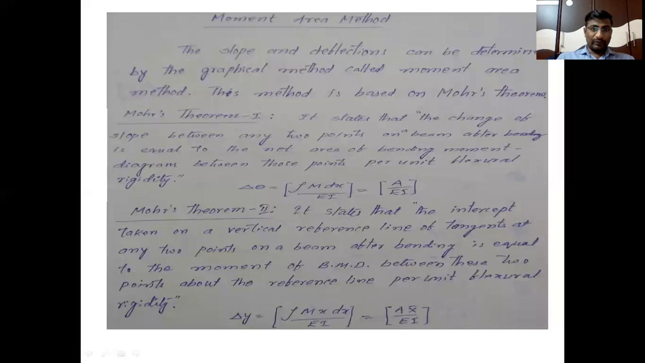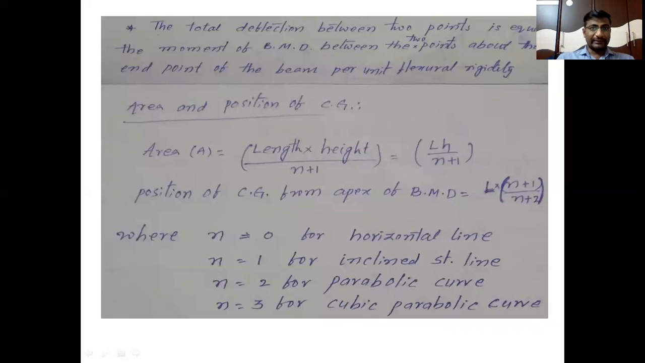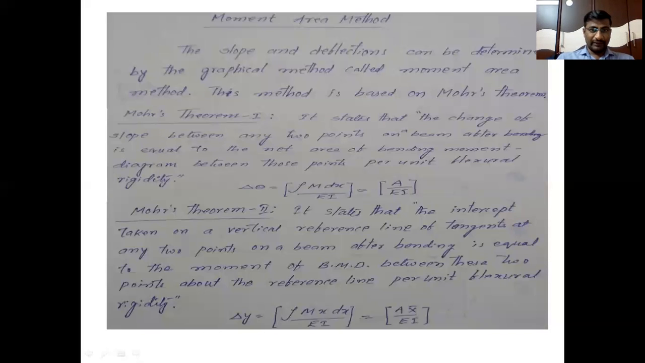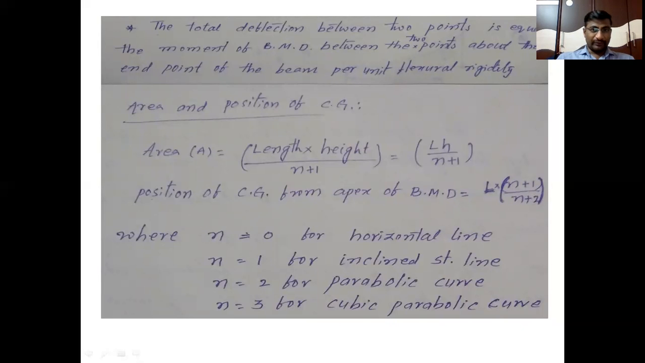Otherwise, Mohr's theorem 2 can also be defined as: the total deflection between 2 points is equal to the moment of the bending moment diagram between the 2 points about the end point of the beam per unit flexural rigidity, that is, the reference line or end point of the beam. The moment of the bending moment diagram about the end point of the beam per unit flexural rigidity is also called the total deflection of the beam between 2 points. Clear? Either this one or this one, Mohr's theorem 2.